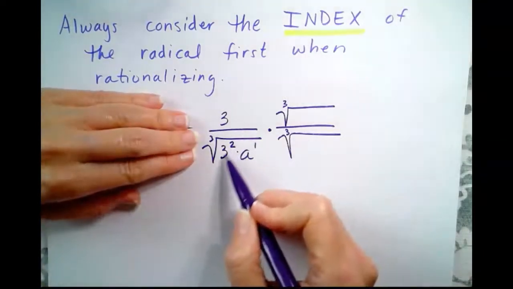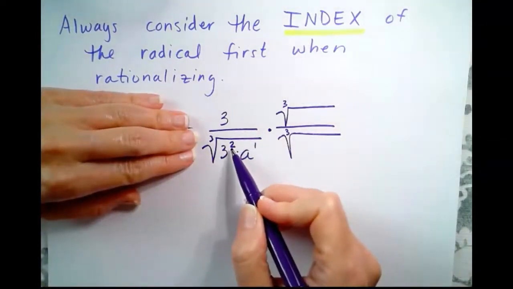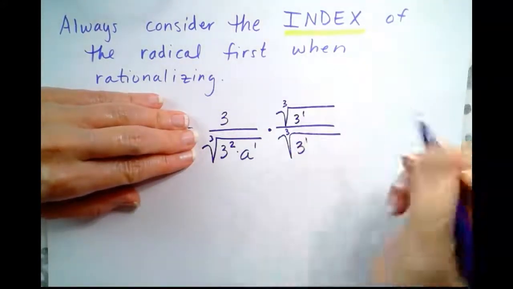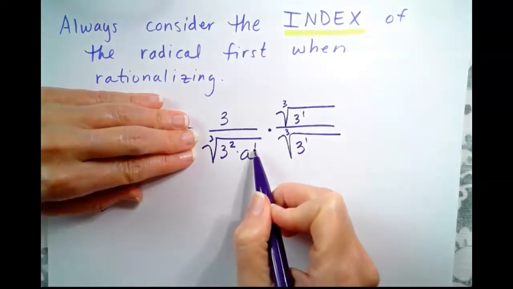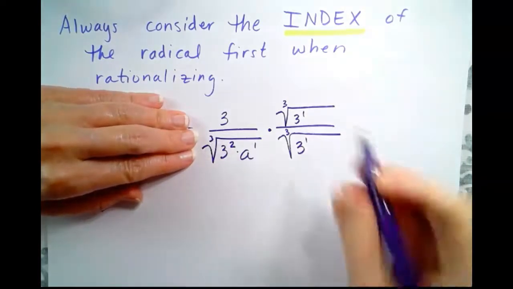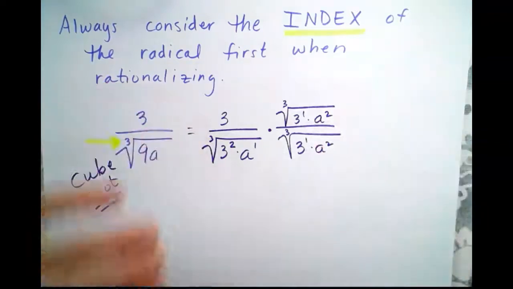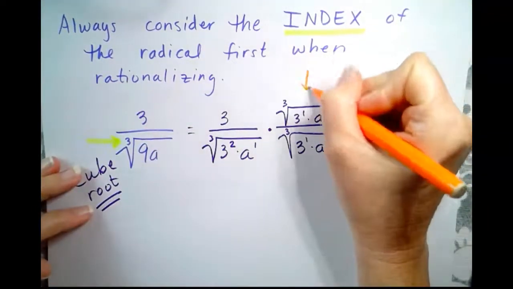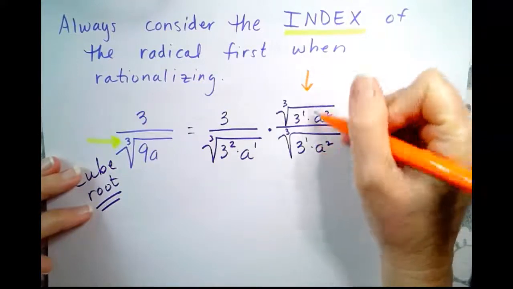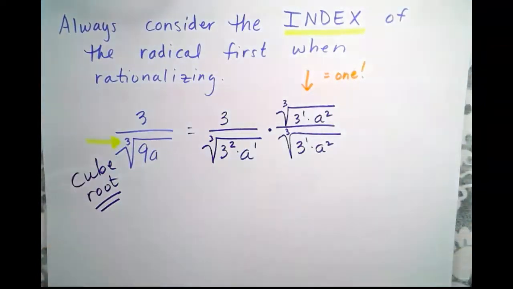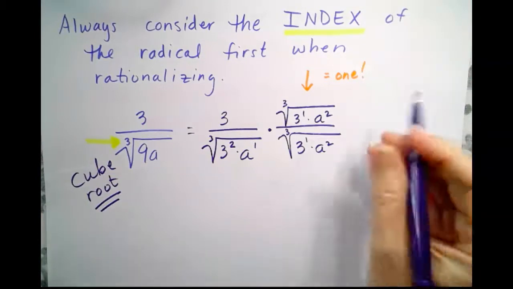So we have 2 powers of 3. If we need 3 powers of 3, we need 1 more power of 3. We have 1 power of a, but we need 3. Therefore, we're missing 2 powers of a. And once again, I will remind you that this fraction, which is equivalent to 1, is the multiplicative identity.